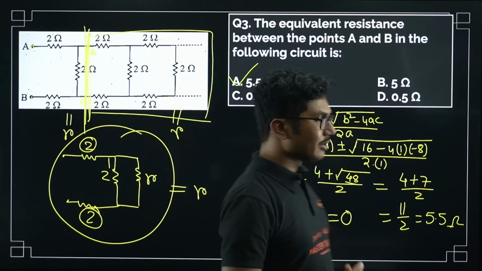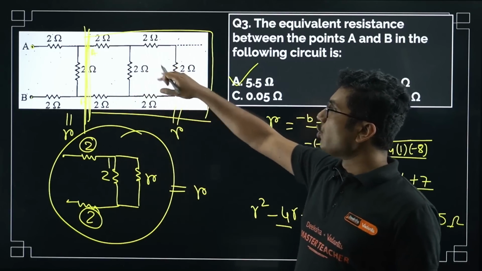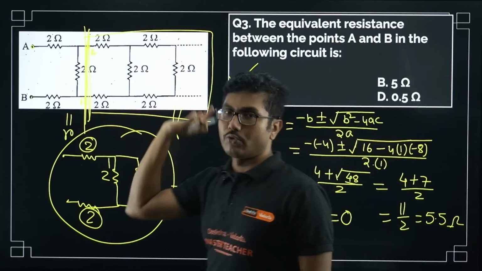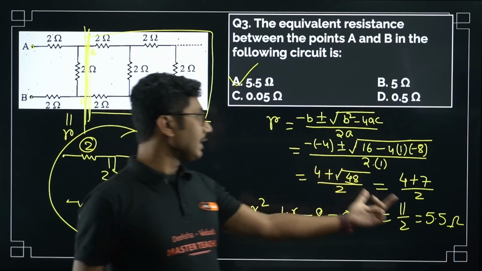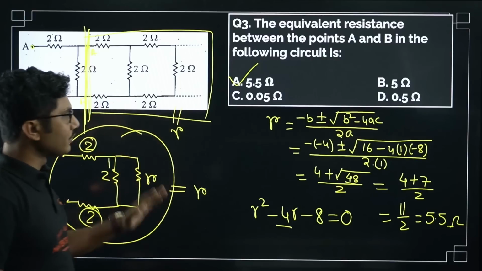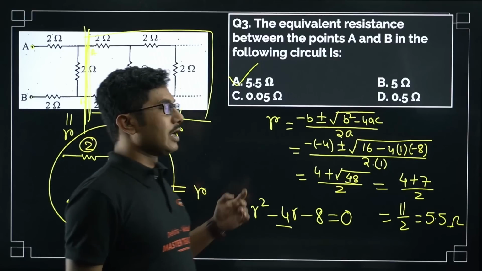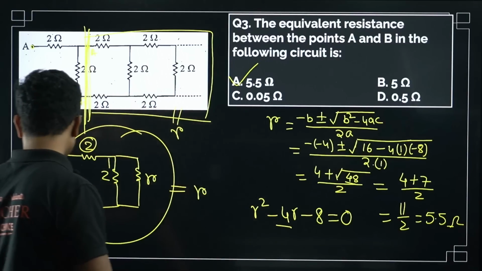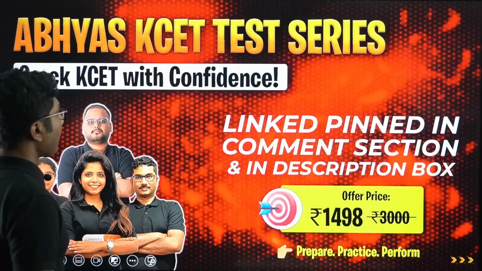Okay. Now based on these values, 2 ohm or 3 ohm or 5 ohm or 4 ohm, this result will change. But if you know how to solve it, you can solve it easily. Now let's move on to the next question.